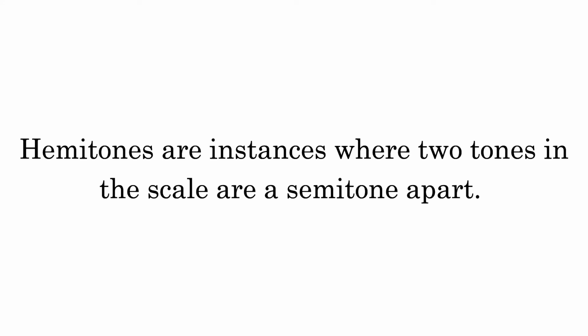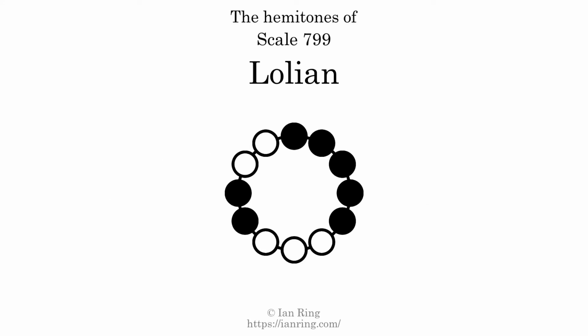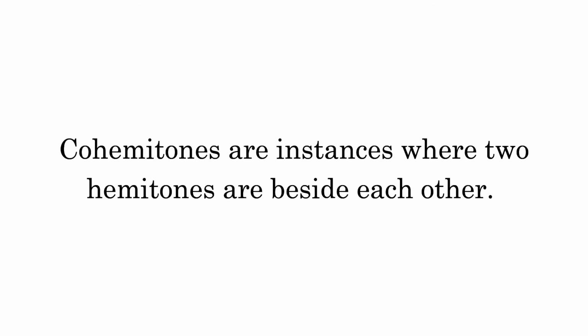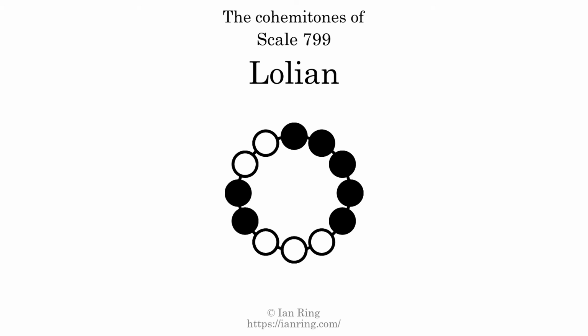Hemitones are instances where 2 tones in the scale are a semitone apart. This scale has 5 hemitones. They are at positions here, here, here, here, and here. Cohemitones are instances where 2 hemitones are beside each other. This scale has 3 cohemitones. They are at positions here, here, and here.